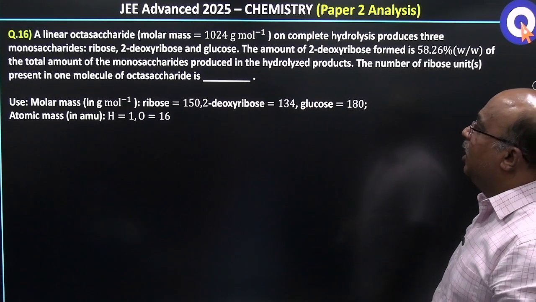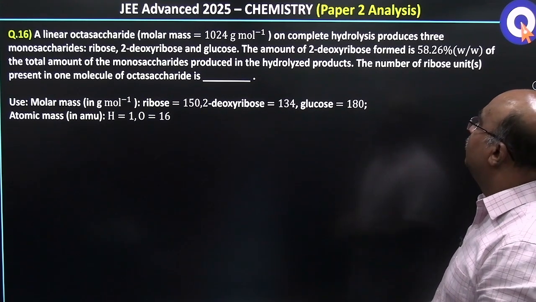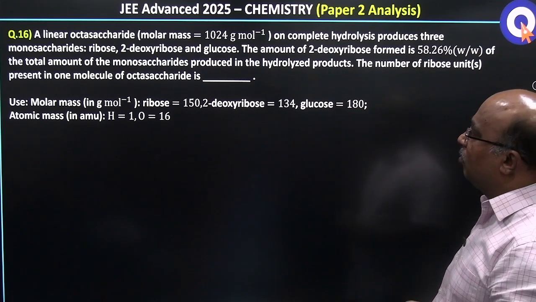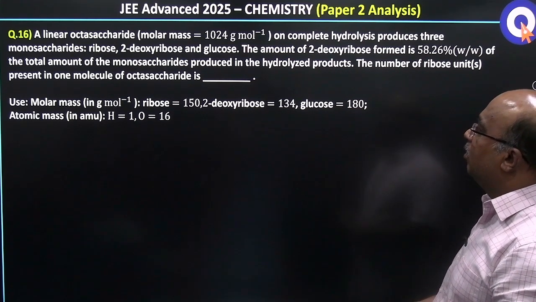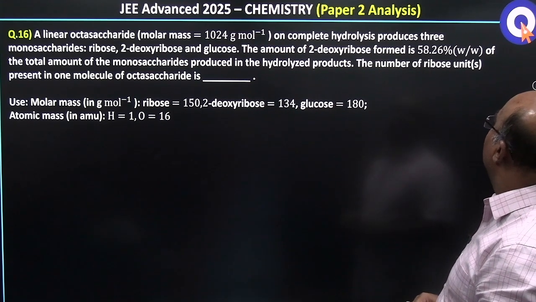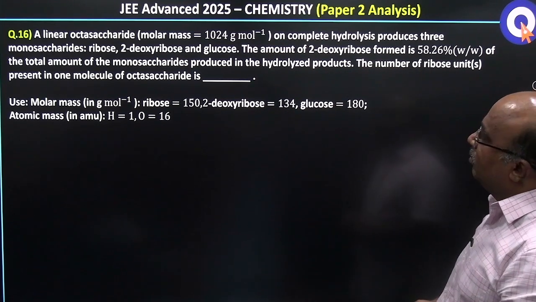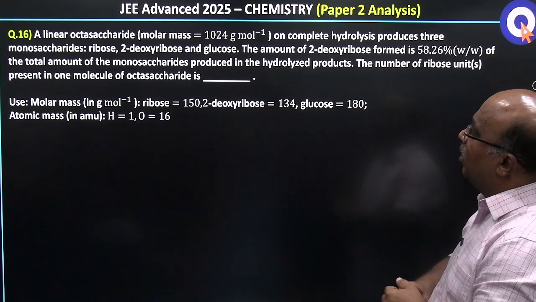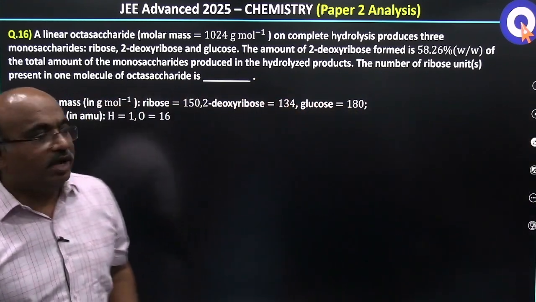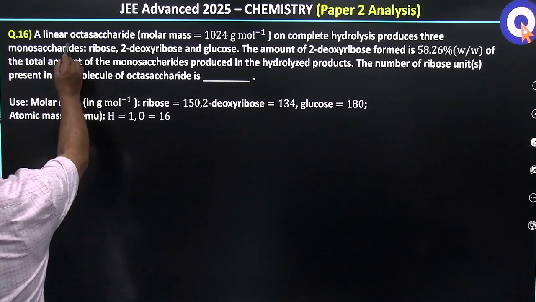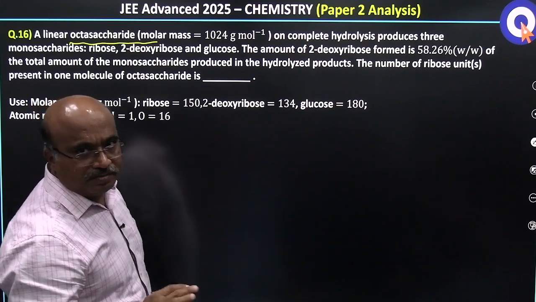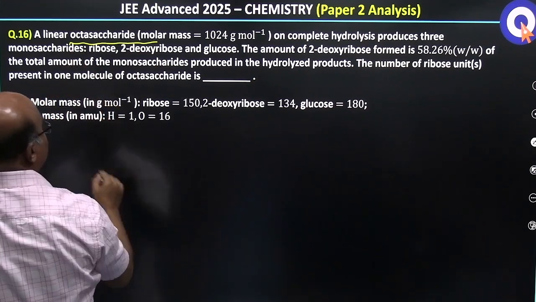Then, a linear octasaccharide with a molecular mass on complete hydrolysis produces 3 monosaccharides: ribose, 2-deoxyribose and glucose. The amount of deoxyribose formed is 58.26% weight by weight. Find the total mass of the monosaccharides produced in the hydrolysis. So in the hydrolysis what we have is an octasaccharide. The octasaccharide contains glycosidic linkages, so the number of glycosidic linkages will be 7.